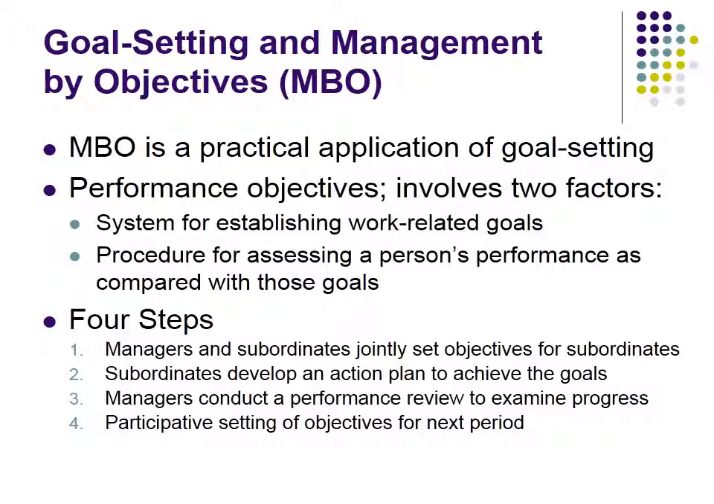Goal setting by management by objectives, MBO, is again a practical application of goal setting theory. We're simply establishing a system for establishing those moderately difficult work-related goals, and then a procedure for assessing the person's performance as compared to those goals. Usually it has 4 steps. And those 4 steps are that managers and subordinates jointly set an objective for those subordinates. Subordinates then develop an action plan, self-motivate, and come up with strategies to achieve those goals.